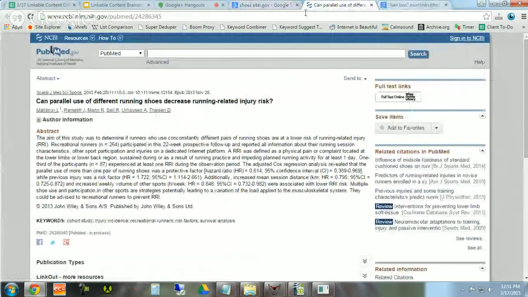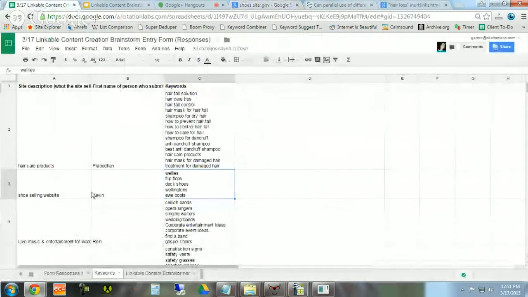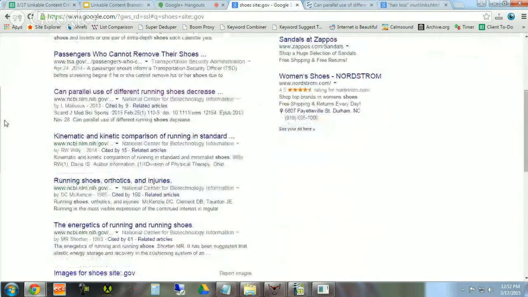running-related injury risk. So running-related injuries. This is crazy. I know that Kevin does not sell, his running shoes aren't even on here. But folks, this is where we're starting to discover these kinds of topics of linkability that relate to shoes, right? So we've got running injuries. We've got, should you have 2 pair of running shoes or multiple pairs of running shoes to help prevent injury. Well, I wonder what if flip-flops is out there. Well, we won't do that quite yet. Energetics of running and running shoes. That's interesting. What does that even mean?